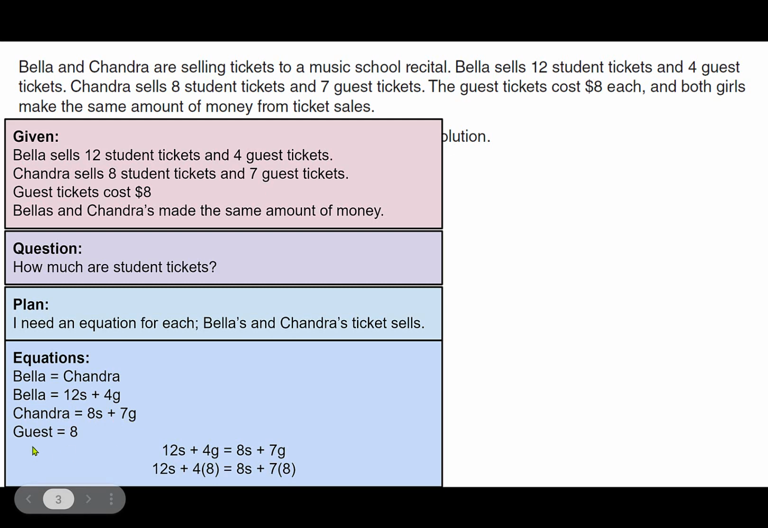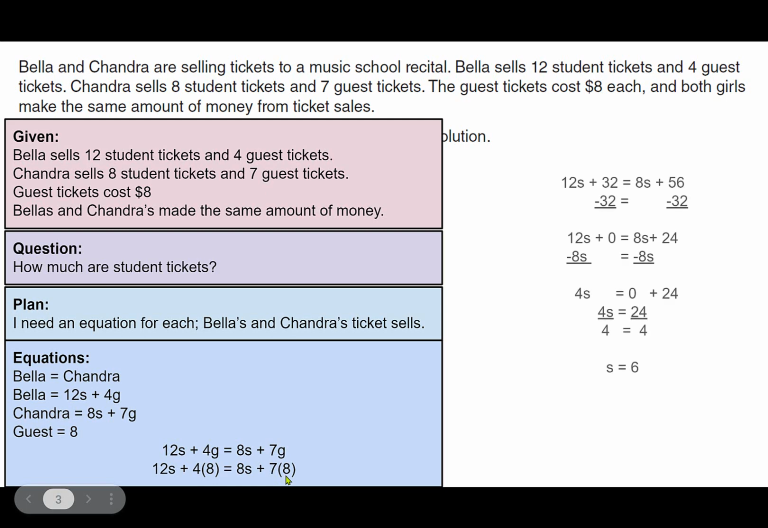Oh, and they gave me additional information here. How much were the guest tickets? They were $8. So with the information I have, I can set those equations up equal to each other. But I can't isolate the variable and solve at this step because I have 2 different variables, and it would be impossible to isolate unless I know what one of those variables is. Luckily, I know guest equals 8, so I substituted an 8 in for G. 4 times G, 4 times 8. 7 times G, 7 times 8.